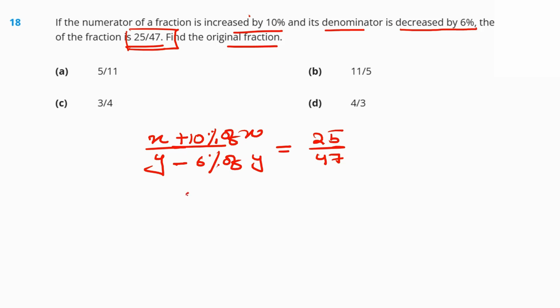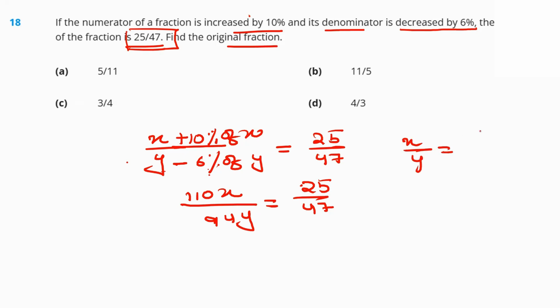If we solve this, x plus 10% is 110x, and y minus 6% is 94y, because y is completely 100% of it. 6% is gone, 100 minus 6 if we deduct, that becomes 94. That becomes 25 by 47. Now, if we just leave x by y on this side and shift the rest of it to the other side, that becomes 25 by 47, and this would reciprocate. It would become 94 by 110. Just need to solve this up.